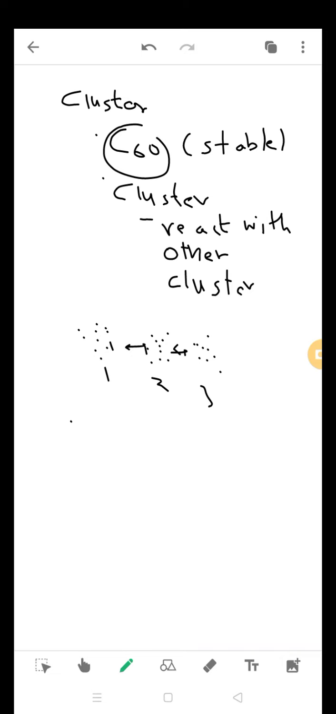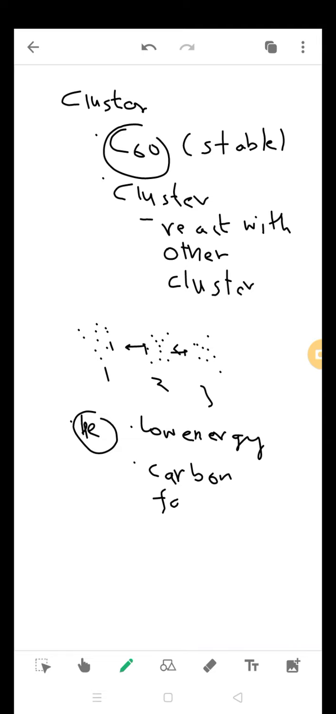Now the energy of the helium gas is very important in this case. If we allow low energy helium gas, then apart from C60, a variety of carbon fragments formation can take place.